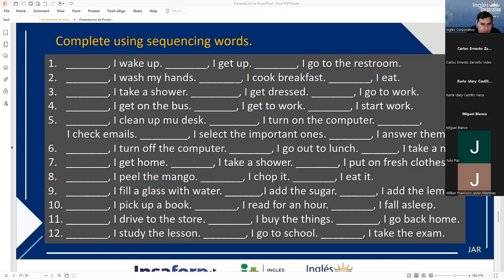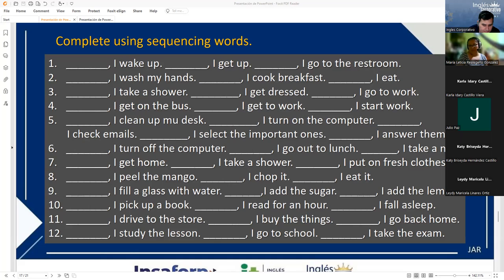Katy Briseida Hernández. Present. Excellent. Lady Marisela Linares. Present, teacher. Good night. Liliana Laura Teresa, and many other names, Polio Arce. Lily was here, but I don't know what happened. Maria Leticia Realejeño. Present, teacher. Good night. Excellent. Mauricio de Jesús Buruca. Present, teacher. Excellent. Good night. Miguel Ángel Santos. Present, teacher. Excellent. Good night, Mr. Santos.